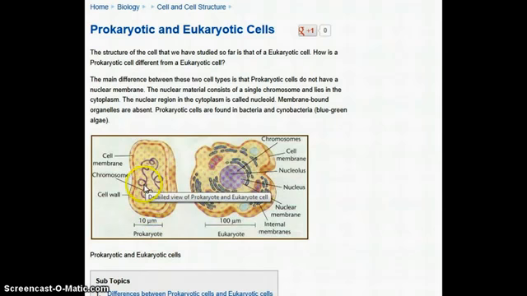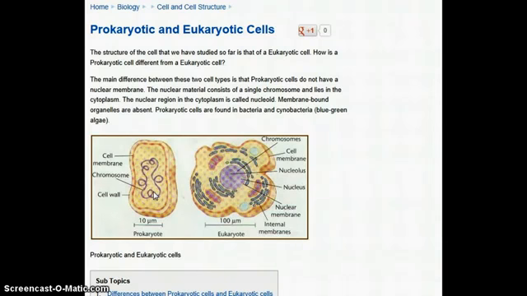Let's take a look at what's going on with these two types of cells. This is an example of a prokaryotic cell. You can see here that it is smaller. This gives you the basic idea of size. It is definitely a smaller cell than this one right here, which is a eukaryotic cell.